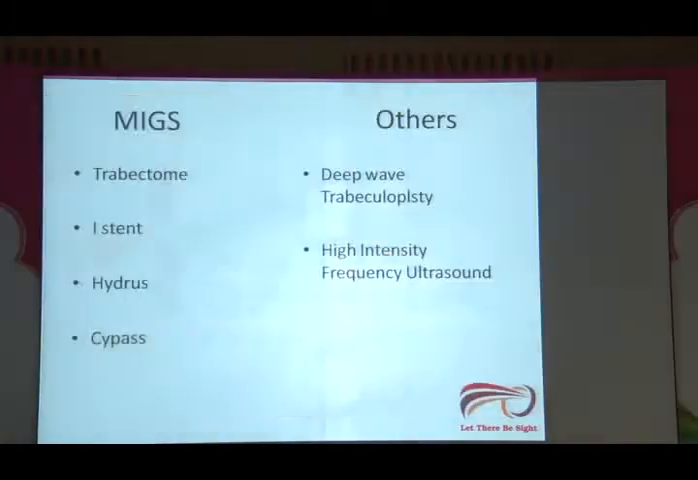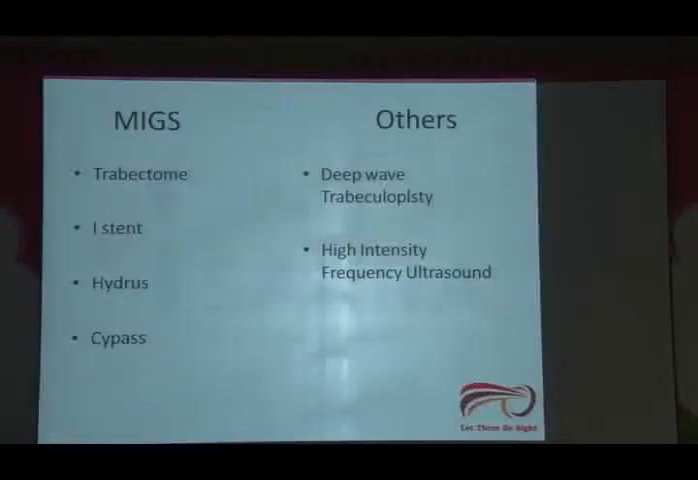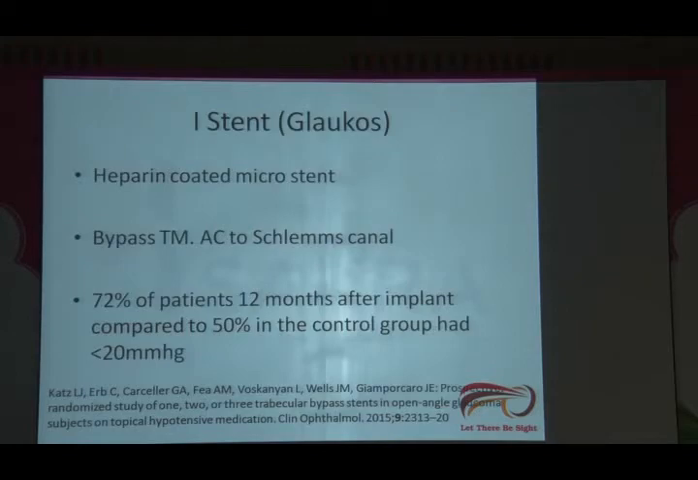We have innovations in surgical management. Mind you, I'm briefly putting the most important ones, whatever I can speak in 7 minutes. We have the MIGS, or micro-incision glaucoma surgeries, and others. In MIGS, I'm just going to talk about the iStent and then the Hydrus stent. The iStent is a heparin-coated micro stent. It bypasses the trabecular meshwork and conducts the fluid from the anterior chamber all the way to Schlemm's canal.